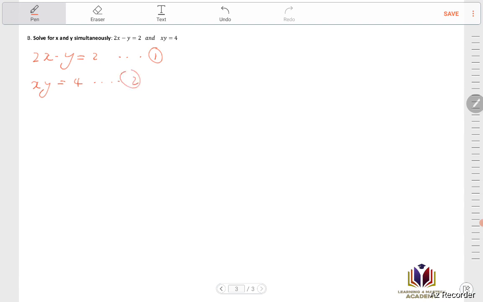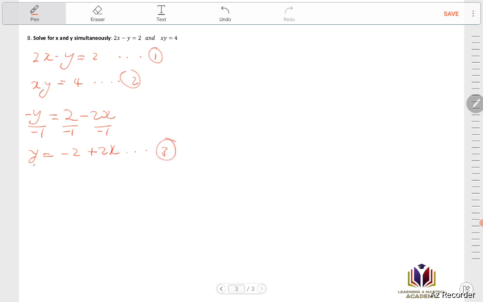All right, then we will have to derive equation 3. Which one can I use? I'm going to use equation 1, and make y the subject of the formula. So I'm going to say negative y equals 2 minus 2x. Divide everything by negative 1. y equals negative 2 plus 2x. I'm going to call this equation 3.